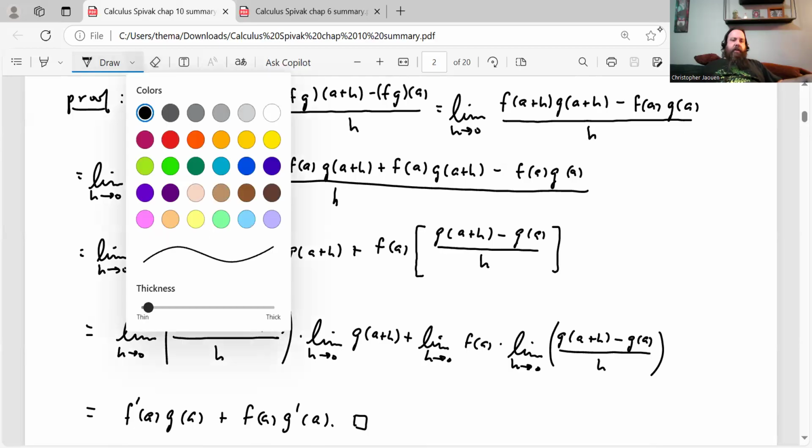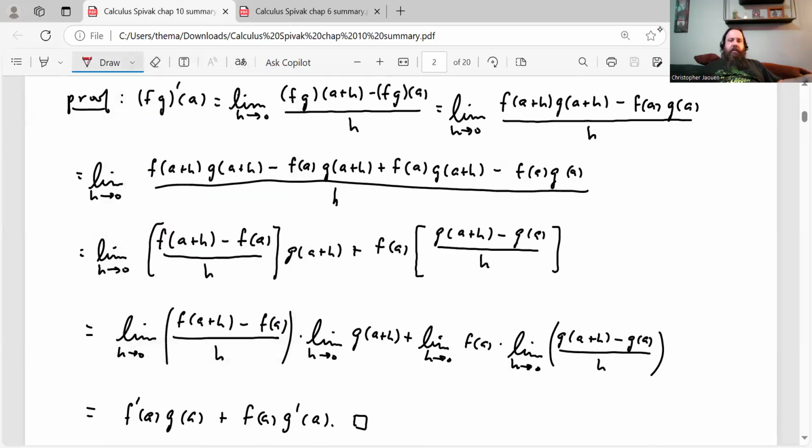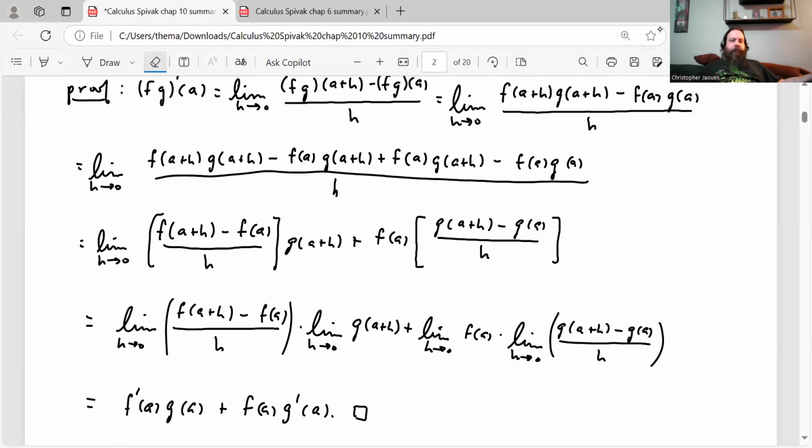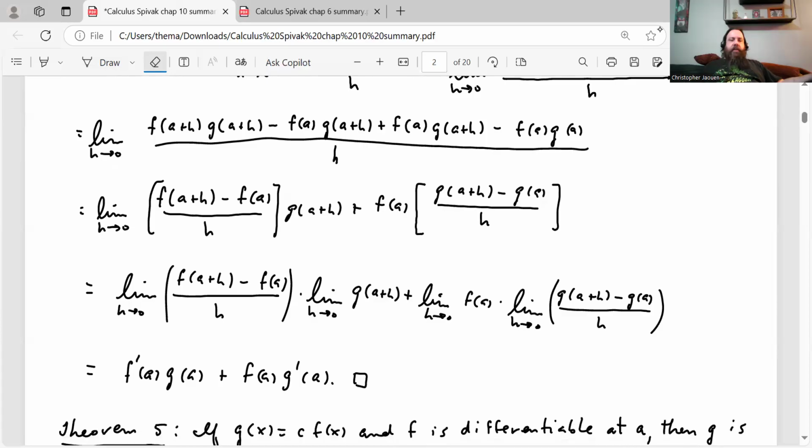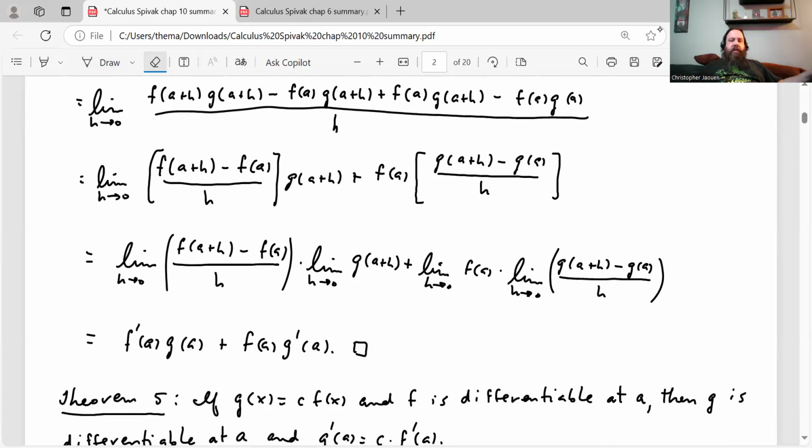The trick here is to add 0 in a convenient way. So if you notice, the sum of these two things adds to 0. So it's not like we're changing the value of anything by adding and subtracting that quantity from both of the terms. The reason that we're doing that is because we can rewrite this now in a more convenient way. That's equal to the limit h goes to 0 of f of a plus h minus f of a all over h times g of a plus h, plus f of a times g of a plus h minus g of a all over h. And then you could, again, distribute the limits. And when you take the limit, you get the product rule.